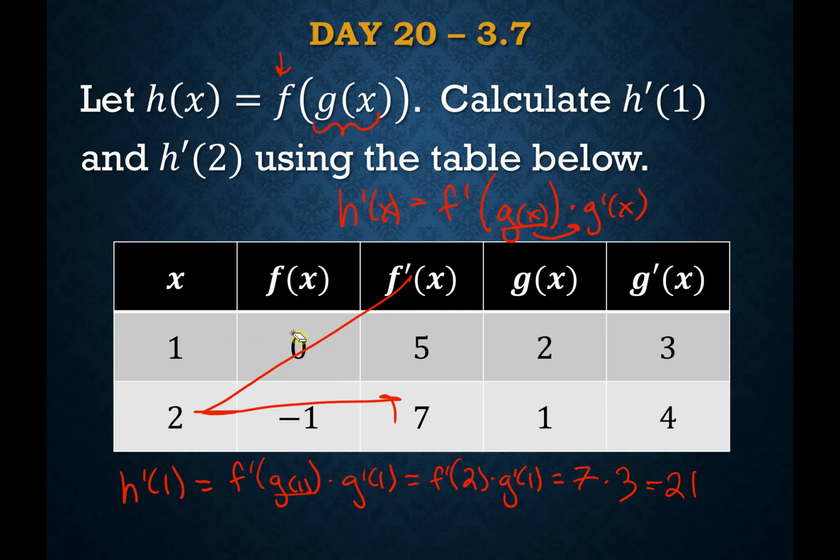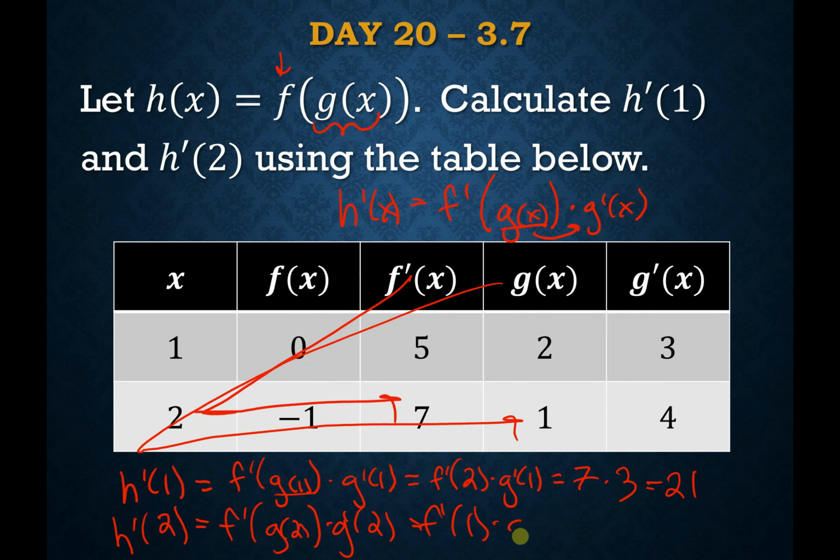Well, that was h prime of 1. I bet you can probably tackle h prime of 2 now that we've done h prime of 1. H prime of 2 is f prime of g of 2 times g prime of 2. Let's see, g of 2 up here. G of 2 is 1, times g prime of 2. F prime of 1 is 5, and g prime of 2 is 3, which gives us 15.